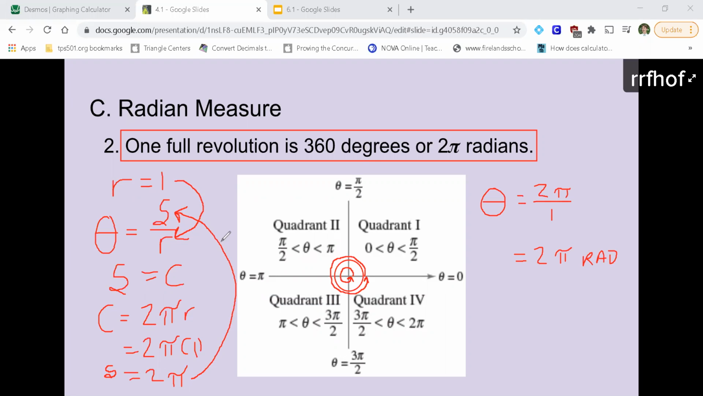Gasp, shock, no, impossible. What? How? Okay, you don't need to actually memorize or be able to do this proof by yourself. Really, you just need to know what's in the box here. 360 degrees is the same as 2 pi radians.